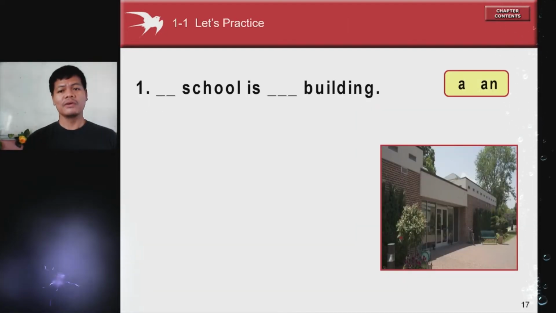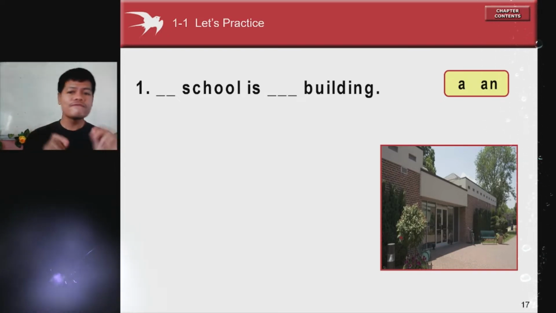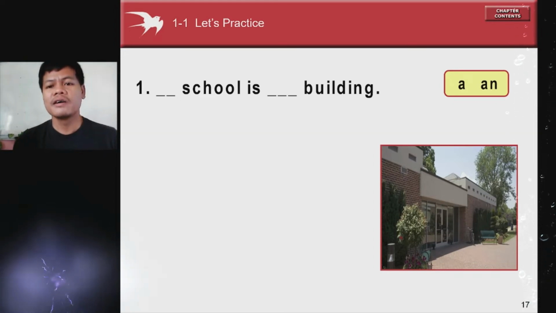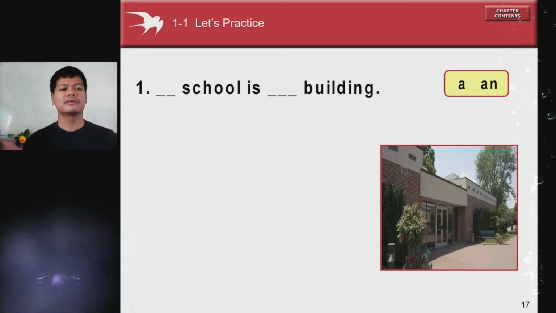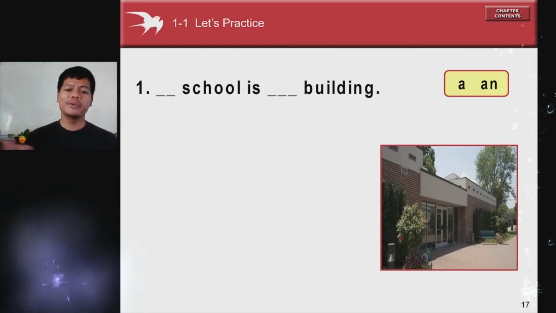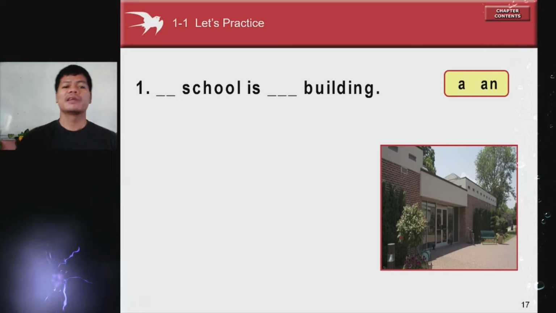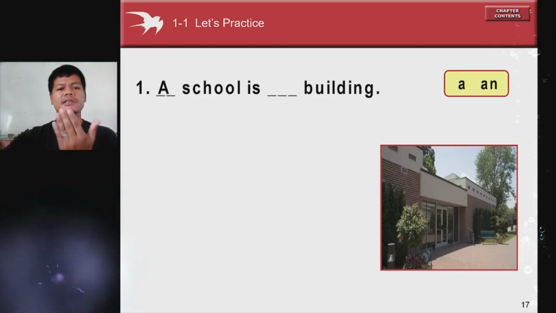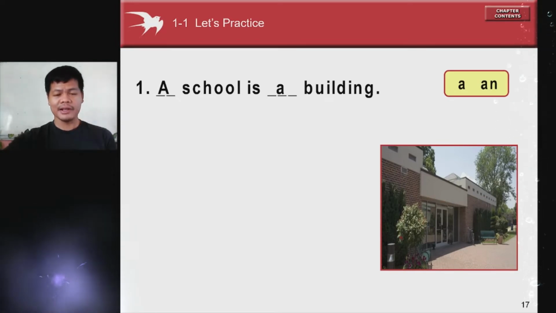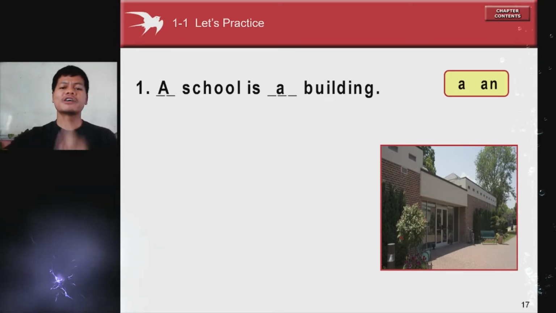You choose some A or AN for the correct answer. School is the building. Can you use? School is a building. Okay, because school uses a singular. Can you understand?